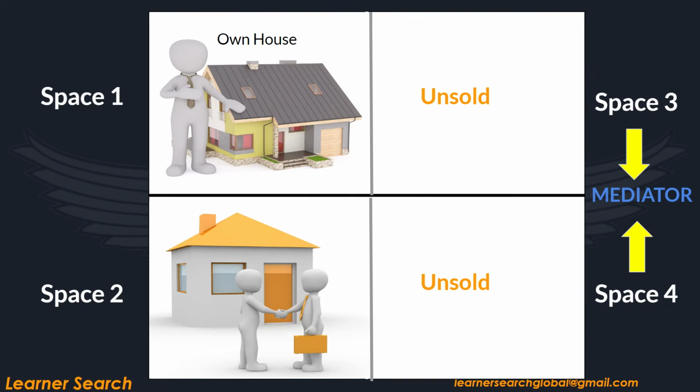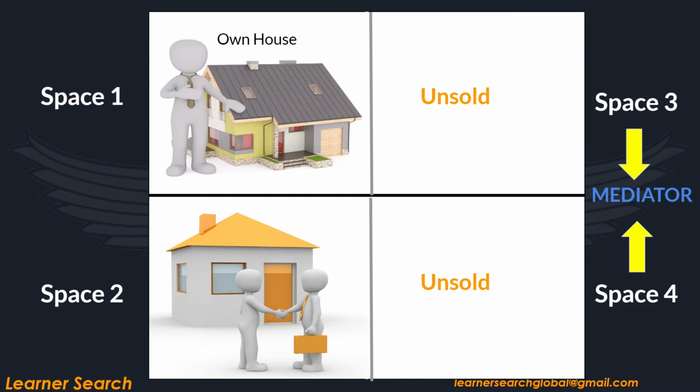Let's assume you have 1 acre piece of land that has been partitioned into 4 halves. The first part of your land contains your own house, which is not a revenue source or a source of income, and you cannot make money from it. In space 2, you rent a building to someone and earn money from it. The third and fourth spaces remain unsold.